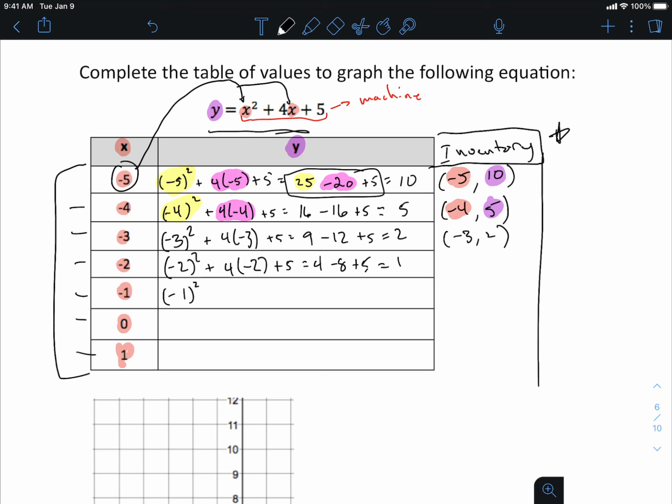-1 squared plus 4 times -1 plus 5. That looks like 1 minus 4 plus 5. 1 minus 4 should be -3. -3 plus 5 should be 2. Oh, interesting. Oh, sorry, I didn't keep track of the inventory.